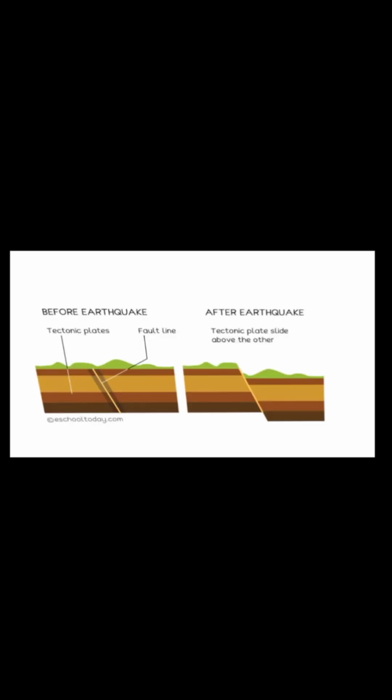In today's video, we'll talk about how earthquakes occur. Earthquakes actually happen when the tectonic plates move rapidly across the fault. In this figure, you can see the tectonic plates, and in between them is the fault, which is actually a boundary between the two plates.